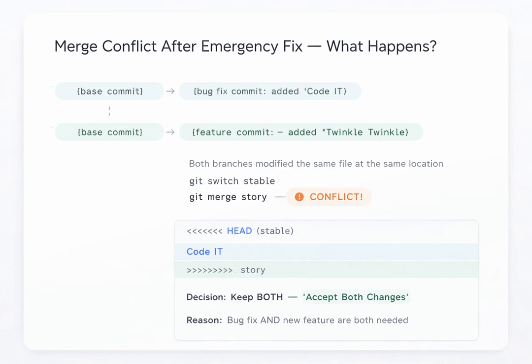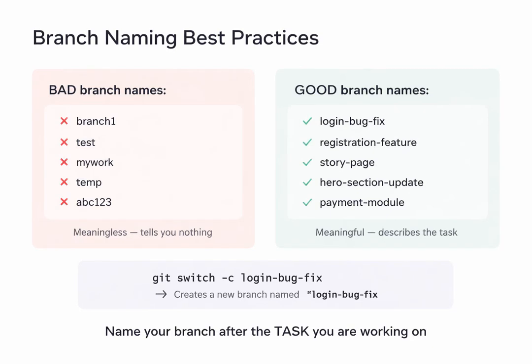One thing that's easy to overlook but really matters in professional work is how you name your branches. When you look at a list of branches weeks or months later, the name should immediately tell you what that branch was for. A name like Branch 1 or Test tells you absolutely nothing, but a name like Login Bug Fix immediately tells you, oh, this branch was created to fix a bug in the login system. Or Registration Feature tells you this was where the registration module was being built. The rule is simple. Name your branch after the task you're working on.